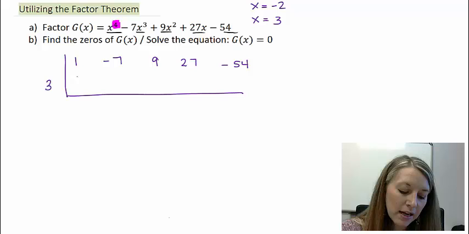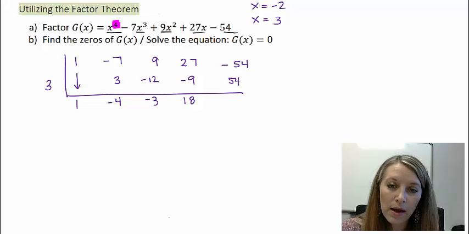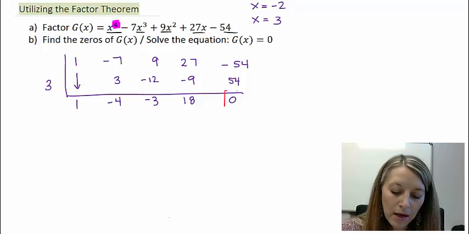Let's go through my synthetic division. Bring down my first digit, multiply, add. Negative 7 plus 3 gives me negative 4. Multiply, 3 times negative 4 gives me negative 12. Add, 9 minus 12 gives me negative 3. Multiply, negative 3 times 3 gives me negative 9. Add, 27 minus 9 gives me 18. Multiply, 18 times 3 gives me 54. And so when I add negative 54 plus 54, that gives me a remainder of 0.